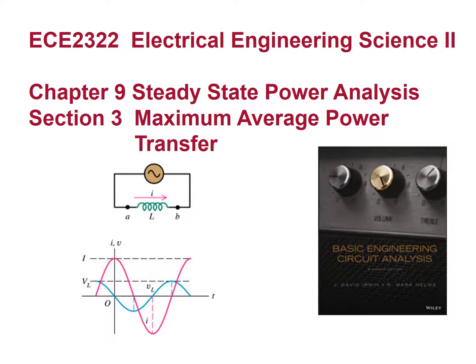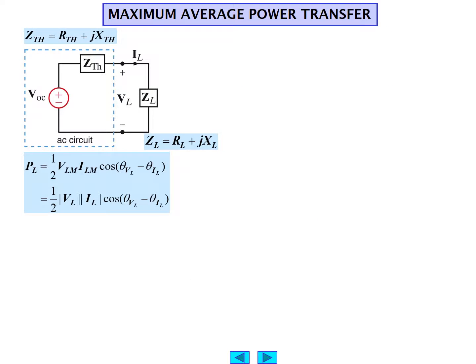This is section 3, maximum average power transfer. In this case, we have a network, which is a Thevenin equivalent network. We see an open circuit voltage in series with some sort of Thevenin equivalent impedance, ZTH. ZTH would be a complex impedance, RTH plus jXTH. And then that is loaded with a load, which could be a complex impedance, Z sub L. There will be a voltage across that load, V sub L, and a current through it, I sub L. Of course, Z sub L could also be complex, like RL plus jXL.